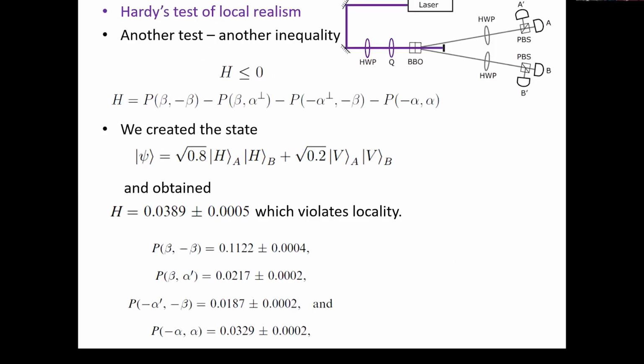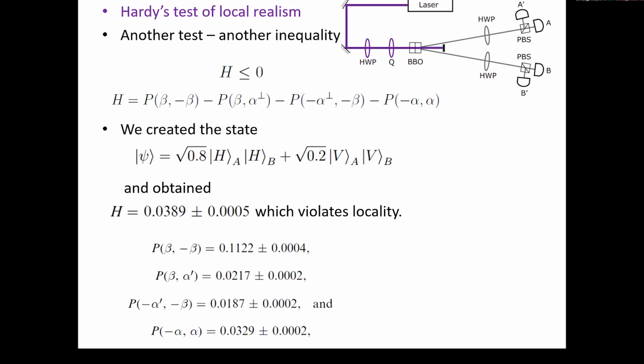The third test that we performed is called Hardy's test of local realism. This is a slightly complicated test because it requires one to create a certain quantum state. It's a partially entangled quantum state, not a maximally entangled quantum state. So we create that entangled state, and once we create it, we find this parameter h.